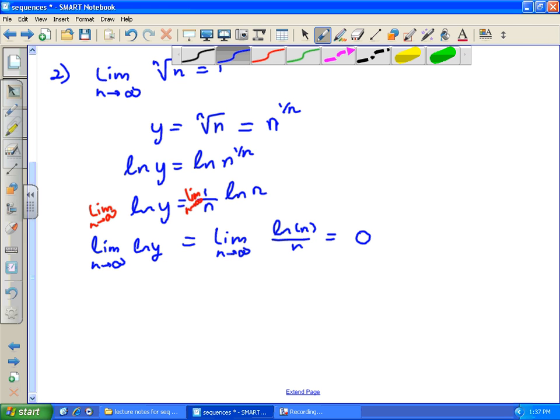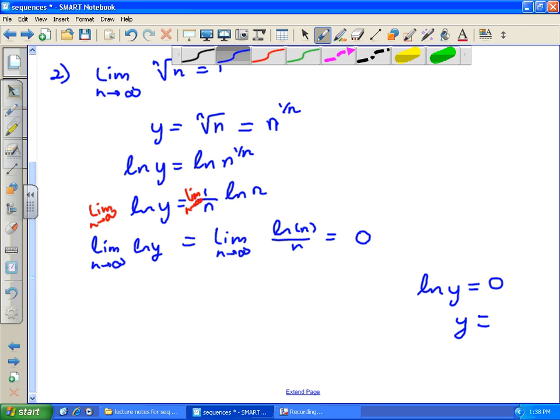But that is not what the question was asking, right? We want to find the limit of the original expression, which was y. So what will be the limit of y? So basically think of it as an equality. If ln y is equal to 0, what can you tell me about y? If ln y is equal to 0, what is y then? Chris is right. It's going to be 1, right?